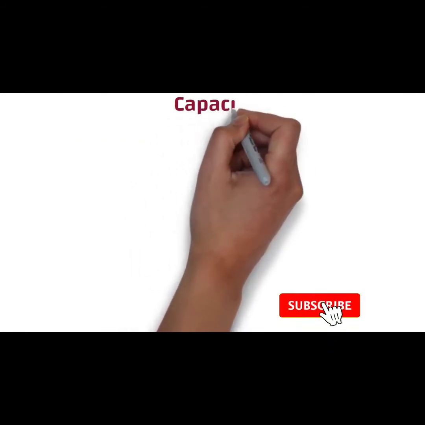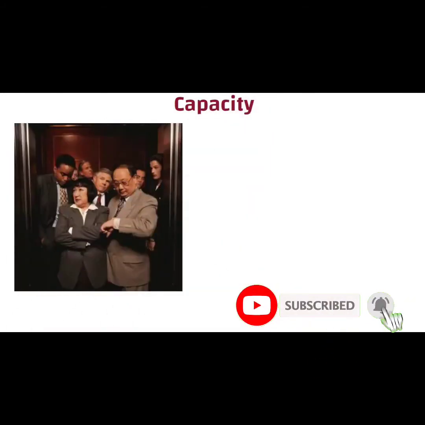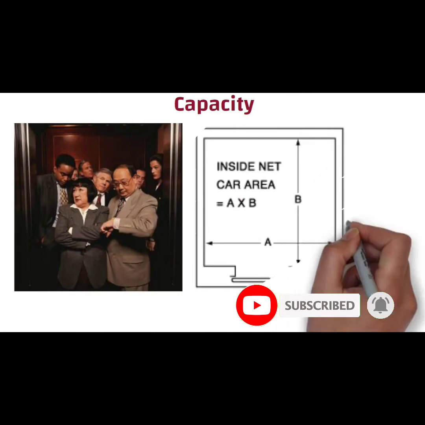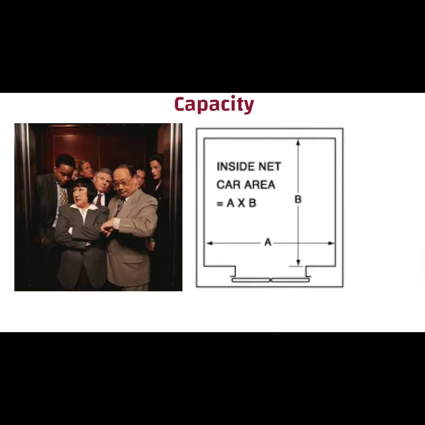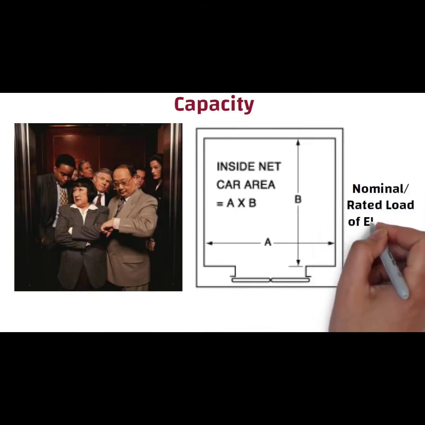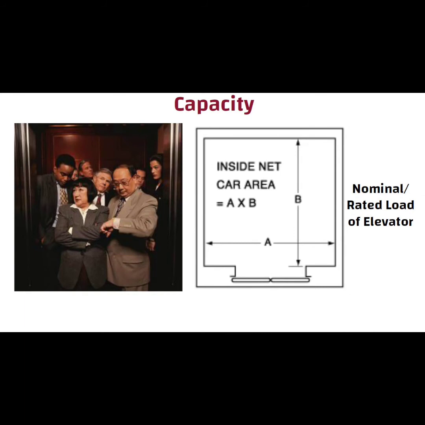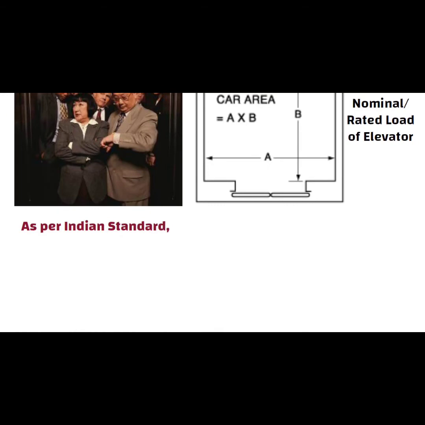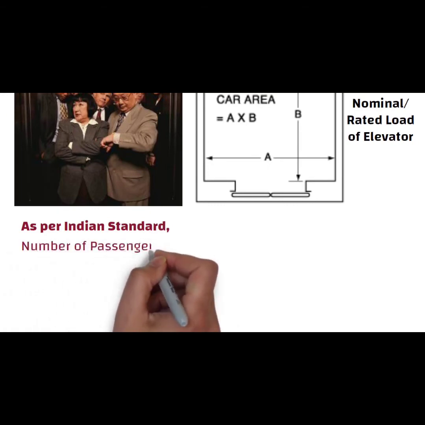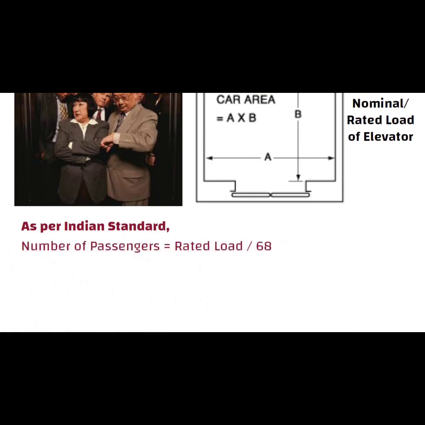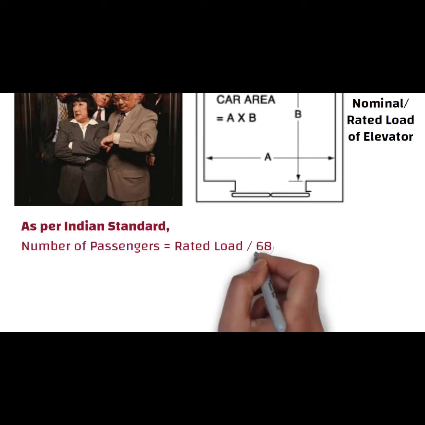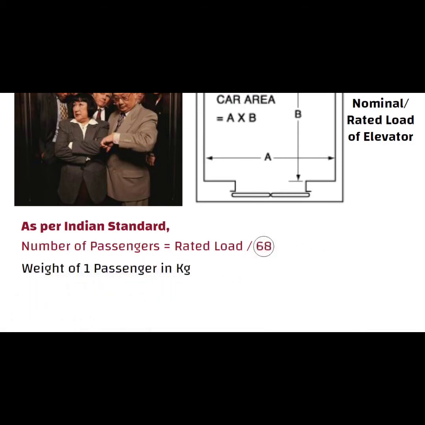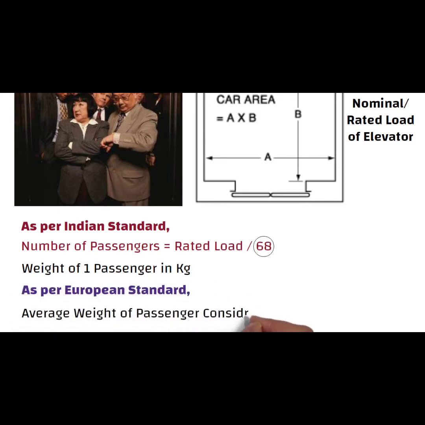Capacity. To prevent overloading of the car by persons, the available area of the car shall be limited and related to the nominal or rated load of the elevator. For calculation of number of passengers, as per Indian standard, number of passengers is equal to rated load divided by 68. Here 68 is the weight of one passenger in kilogram. Whereas as per European standard, the average weight of a passenger considered is 75 kg.